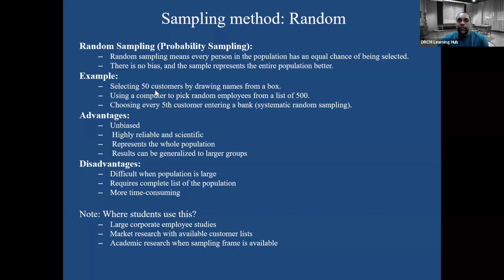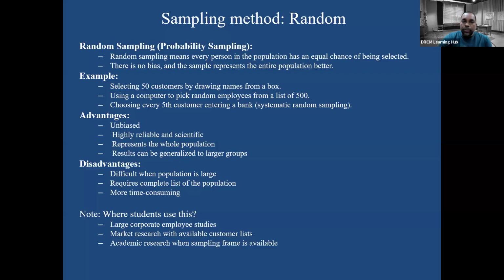Examples I mentioned here: selecting 50 customers by drawing the names from a box, or using a computer to pick 500 employees from a list of 500. Here you need to understand customer data is available, and here 500 employee data is available. Here confined data is there, and you have to select from that only. You cannot go here and there. You cannot select whatever you like. This is called a random sampling method, which means you can select persons only from the available or confined sample.